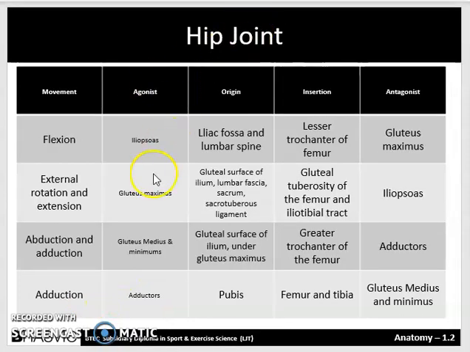When the agonist to the hip joint is the iliopsoas, the antagonist will be the gluteus maximus. The movement will be flexion. The origin will be iliac fossa and the lumbar spine. The insertion will be lesser trochanter of femur.